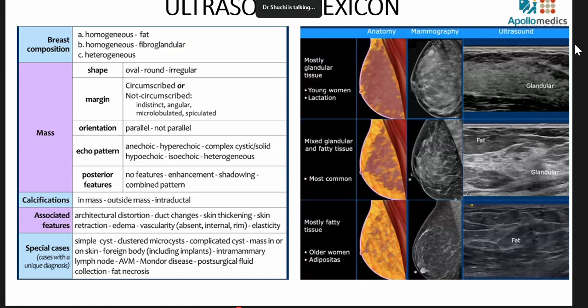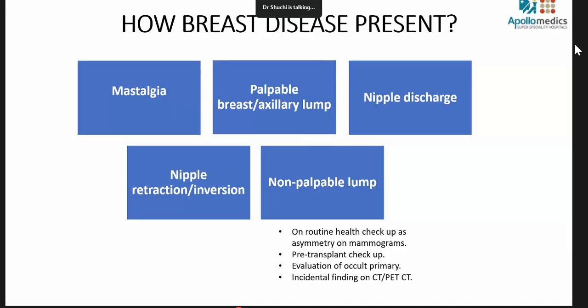Then look at the calcifications. You won't be picking up the microcalcifications on ultrasound, but obviously the coarse calcifications people would be able to pick up. So in mass, outside mass, intraductal. Then associated features: architectural distortion, duct changes, skin thickening, skin retraction, edema, vascularity, and the elasticity, if you have elastography available with your ultrasound machine. The special cases include simple cysts, clustered microcysts, complicated cysts, mass in or on the skin, foreign body, and other things. So this is what we are doing with mammography and ultrasound, because any patient comes with anything, these are the first 2 modalities for their assessment.